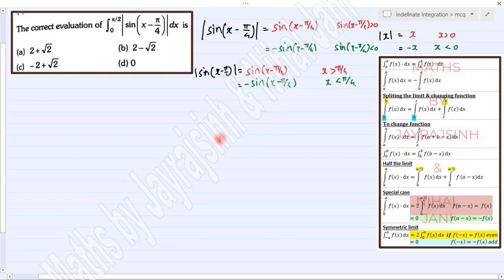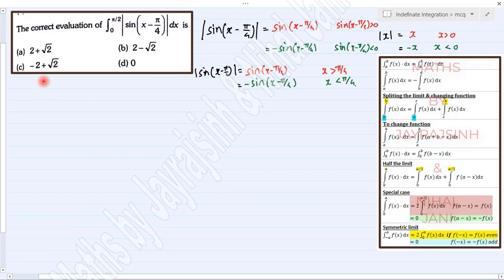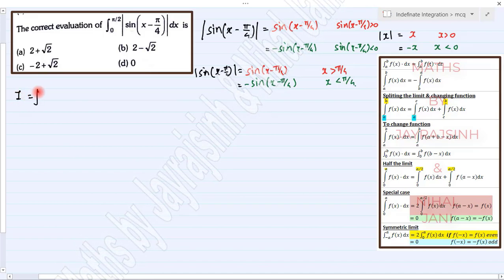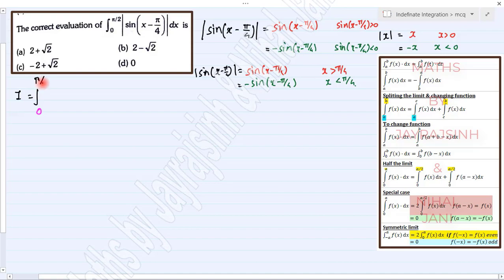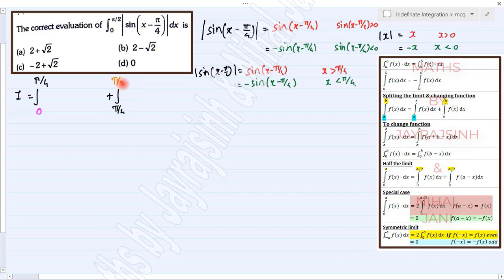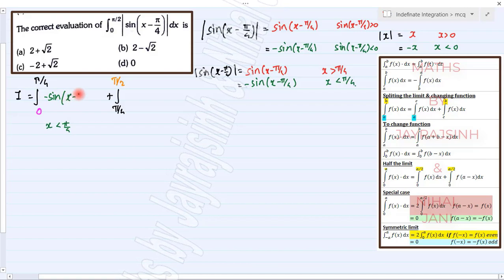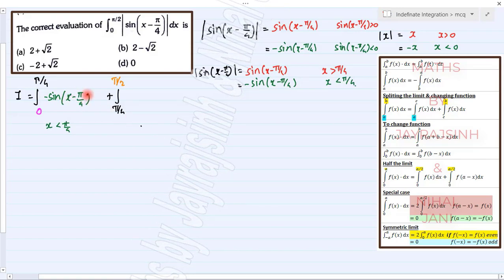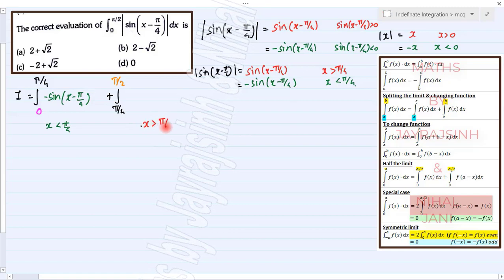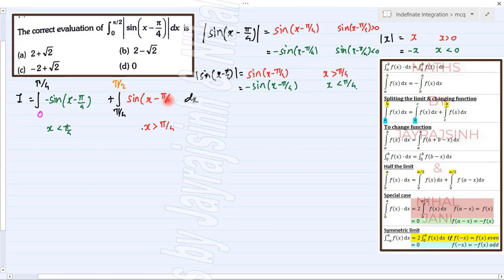So your changing point is π/4, which is within the limit of 0 to π/2. So we have to split our integration from 0 to π/4 and from π/4 to π/2. Now, for 0 to π/4, your x is less than π/4, so your function will be minus sin(x − π/4). And for x greater than π/4, your function will be sin(x − π/4).